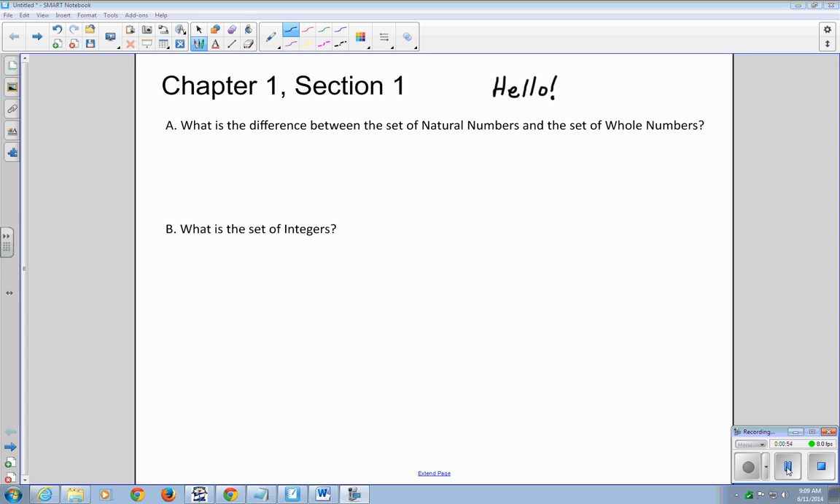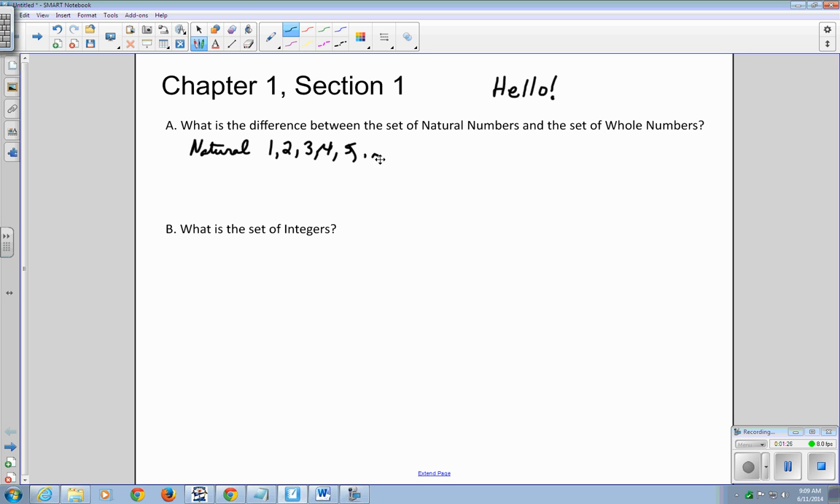All algebra starts with definitions, so the first one we're going to ask is, well, what is the difference between saying natural numbers and whole numbers? Actually, this is a really easy one right here, because when we talk about what the set of natural numbers are, I'll write this on the board here, natural numbers are numbers starting with 1. Just like you would count with your hand, 1, 2, 3, 4, 5, and so on.